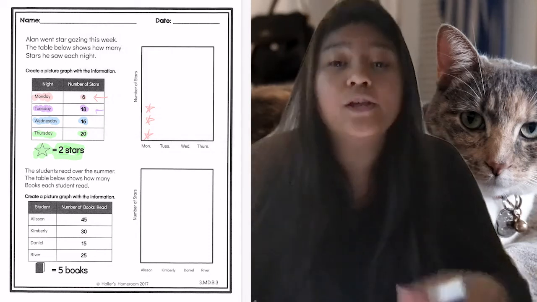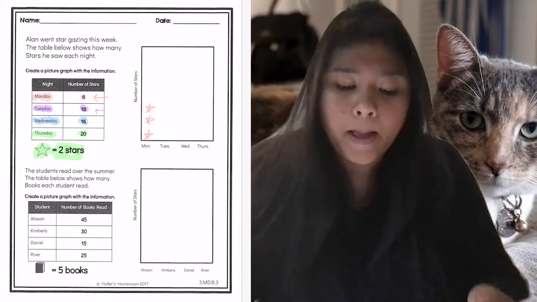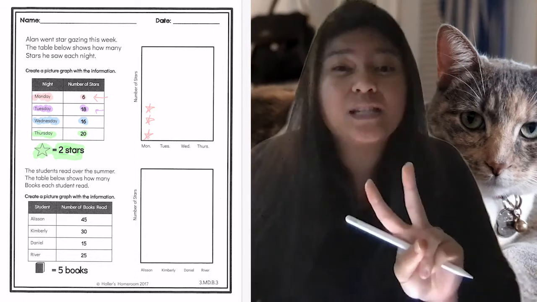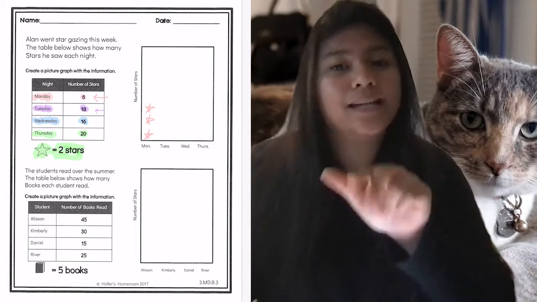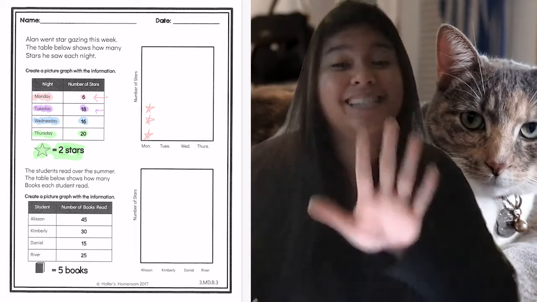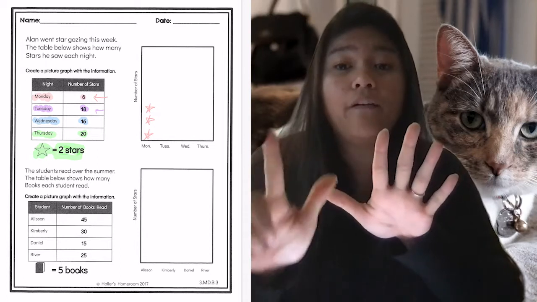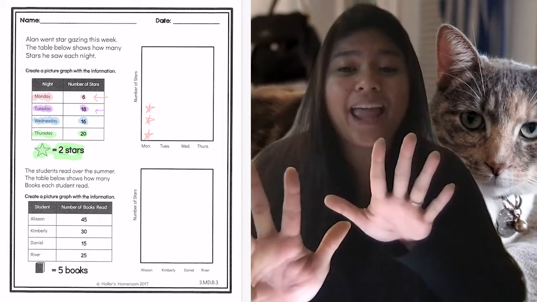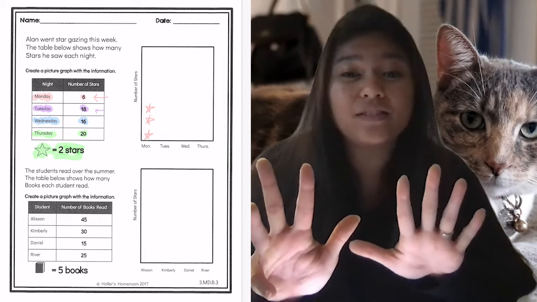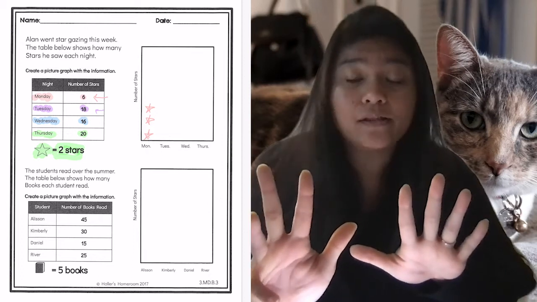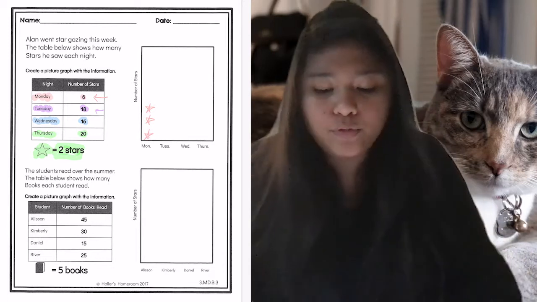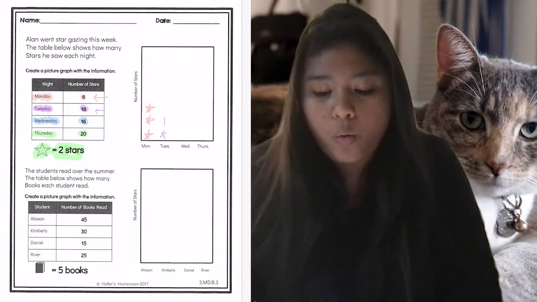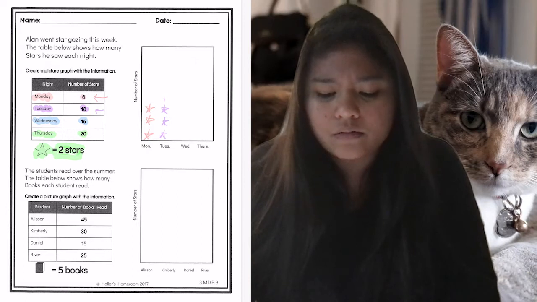How many stars did Alan see on Tuesday? 18 stars. Okay, so let's go ahead and skip count by 2s until we reach 18. Ready? 2, 4, 6, 8, 10, 12, 14, 16, 18. Good. So how many fingers am I holding? 9. So how many stars do we need to draw? 9. Okay. So while I'm drawing 9 stars, I want you to think, why is it 9 stars?